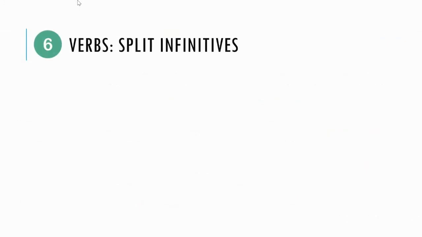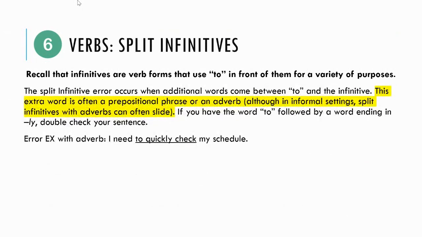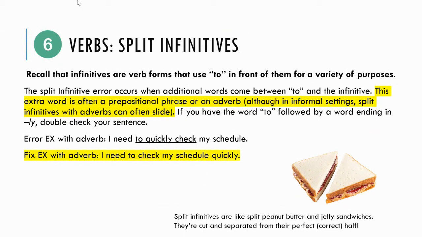Another common error in writing that also deals with verbs is split infinitives. Remember that split infinitives are verb forms that use to in front of them. The split infinitive error occurs when additional words come in between to and the infinitive. This extra word is often a prepositional phrase or an adverb, although in informal settings, split infinitives with adverbs can often slide. If you have the word to followed by a word ending in ly, double check your sentence.